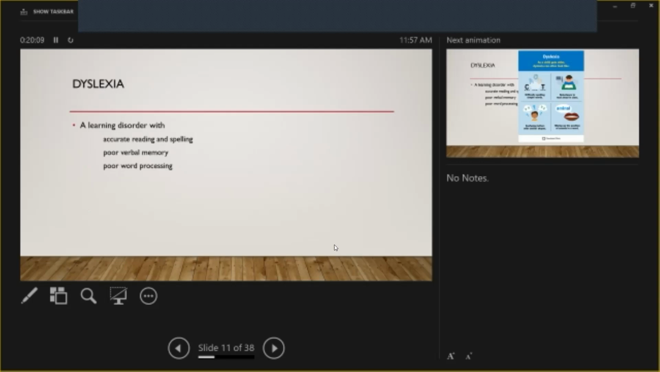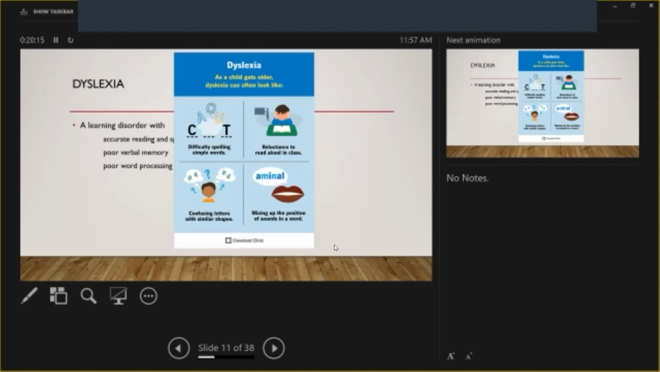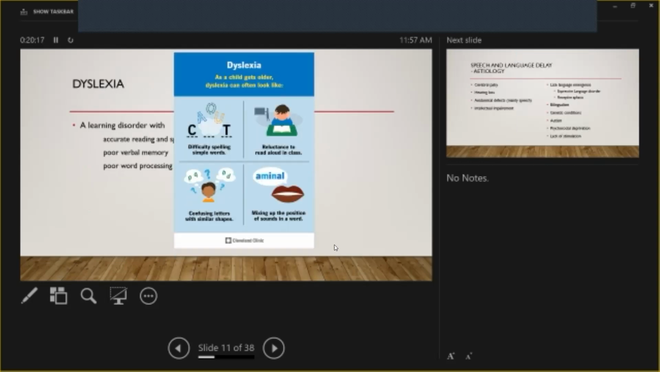Dyslexia is a learning disorder where you have problems with accurate reading and spelling, poor verbal memory, and poor word processing. Some children, even with a simple word like cat, if you ask them to write C-A-T, will write it wrongly. If you give C and T and put A-O-U, although it looks very simple to us, they have difficulty finding whether it's A, O or U.